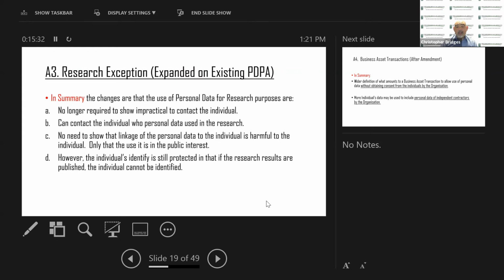The research exception, which expanded on the existing. Okay, so in summary, the changes for the use of personal data: you no longer are required to show that it was impractical to contact the individual who initially had provided the data, because now you want to use the data or release the data. Okay, you can contact the individual whose personal data is used. No need to show that linkage of the personal data to the individual is not harmful to the individual. Prior, there was a requirement that if you link the data to the individual, identifying the individual, you had to show that it was not harmful to the individual. Whereas now, all you need to show is that it is in the general public interest, which normally applies in research, because the purpose of research is to develop something for the benefit of the general public interest.